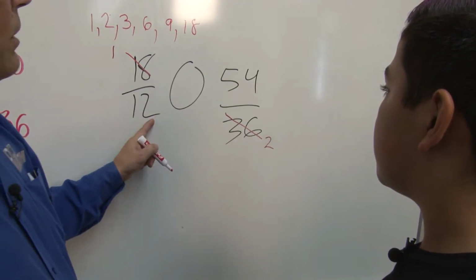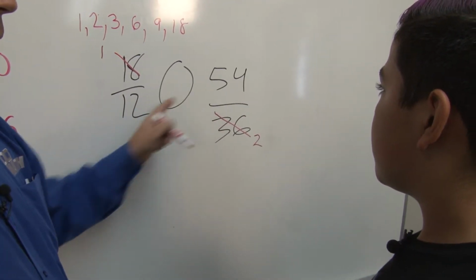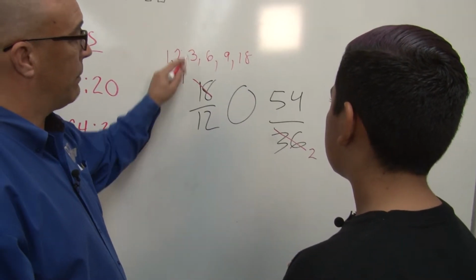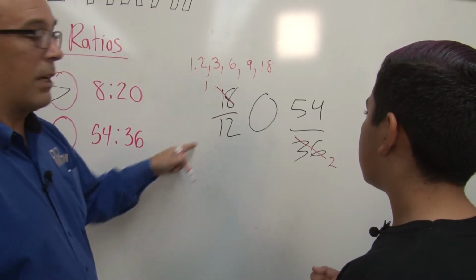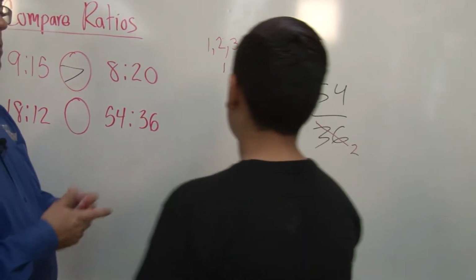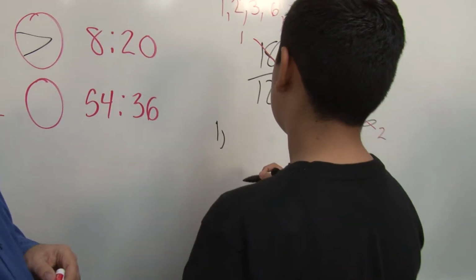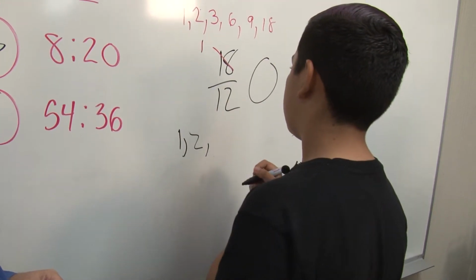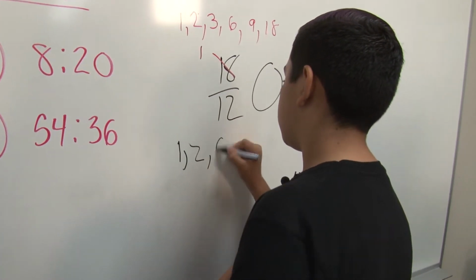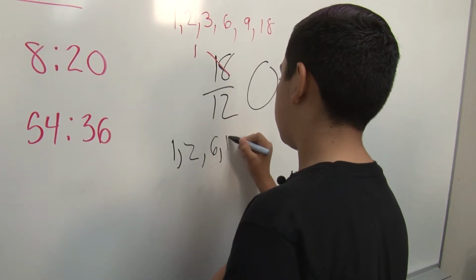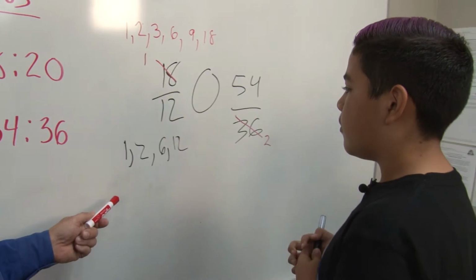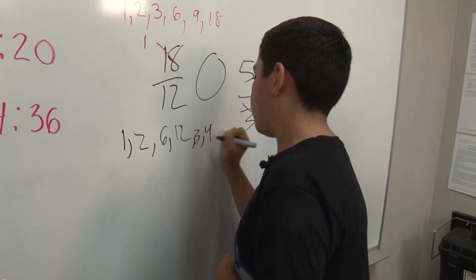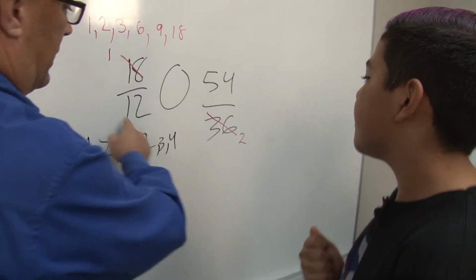Now, is there anything that will go into 12 and 54? No, I don't think so. What about, let's think about the factors of 12 like we did up here. List all the numbers that go into 12. Start with 1, right? 1, and 2, 6, and 12. Okay. 3 and 4 go in there also, right? Okay. 3 and 4. So we can just put 3 and 4 at the end. So now we know all of these go into 12.